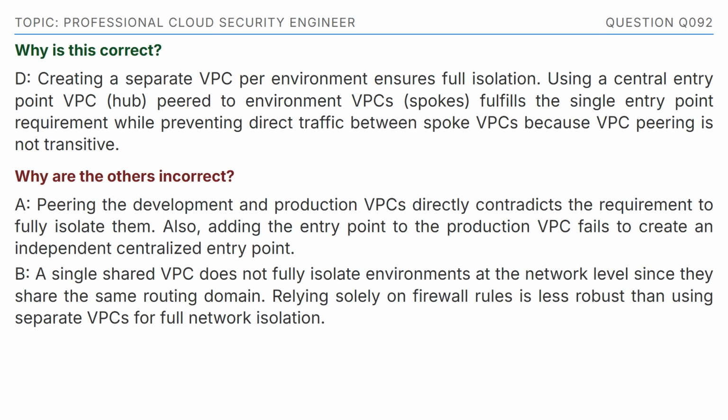Why are the others incorrect? A. Peering the development and production VPCs directly contradicts the requirement to fully isolate them. Also, adding the entry point to the production VPC fails to create an independent centralized entry point. B. A single shared VPC does not fully isolate environments at the network level since they share the same routing domain. Relying solely on firewall rules is less robust than using separate VPCs for full network isolation.